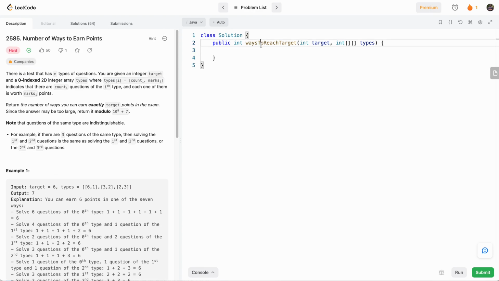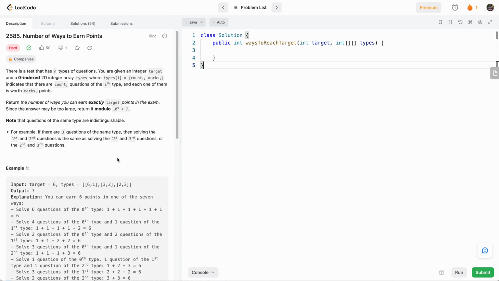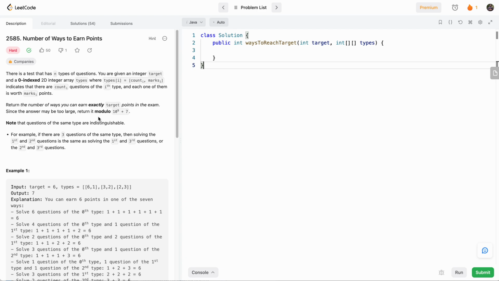And so what will be our approach to solve this problem? So basically, this is kind of like a number of possibilities, number of combinations problem. And so, what comes to mind is when you think about these problems, it's either you're going to use backtracking or dynamic programming.